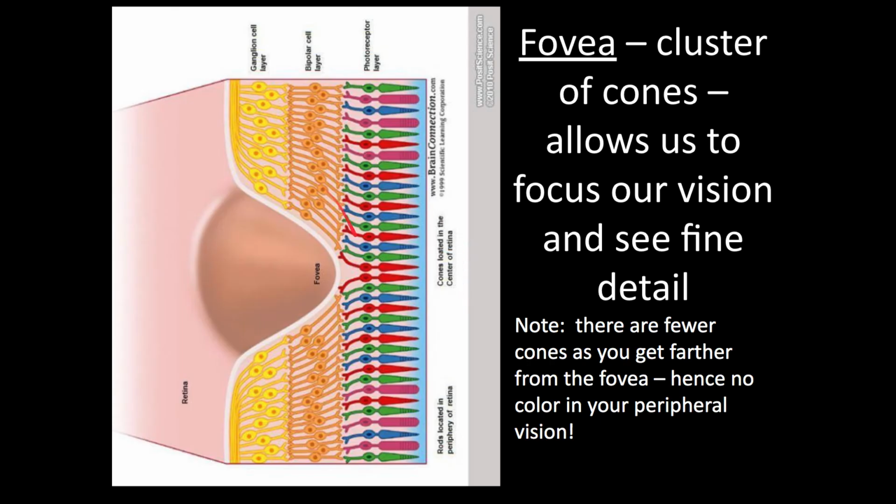So coming back here to our picture of the retina again, this is our fovea. The fovea is a cluster of cones that make up the focal point of our vision and allow us to see in very fine detail.